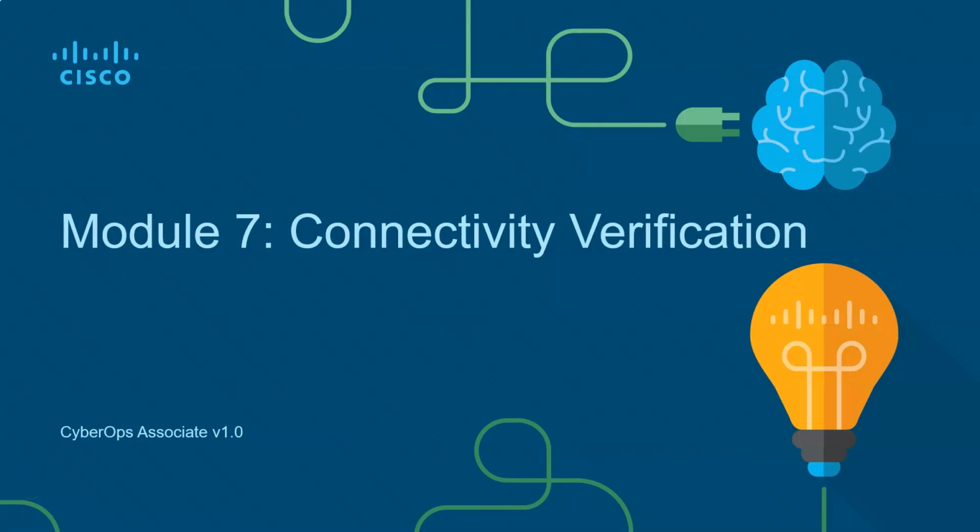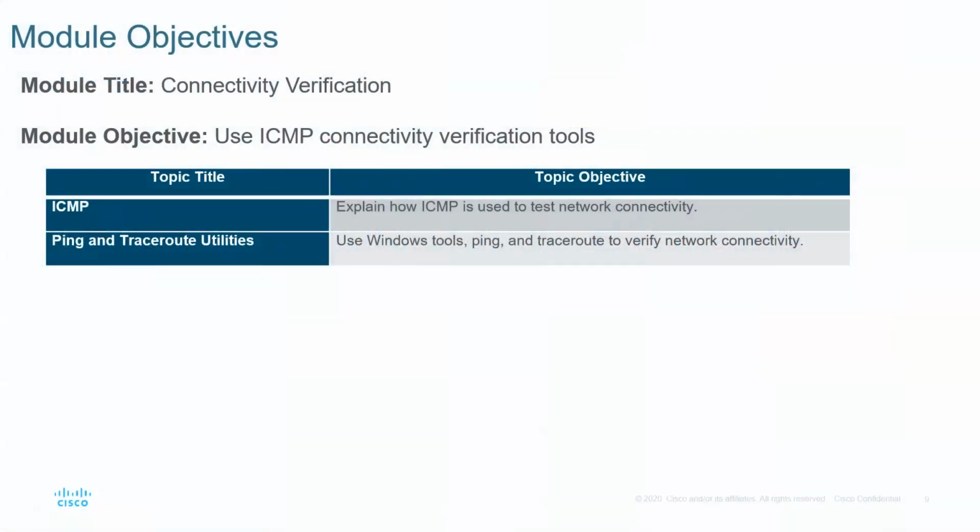Hello and welcome to Module 7, Connectivity Verification. So we're primarily going to cover two things, really, the ping command and the trace command. The ping and the trace command come out of the ICMP protocol. So those are the two topics we will cover today: ICMP, ping and traceroute utilities, and how we can use them to troubleshoot network connectivity. Okay, so remember, I will ask you to take notes as we move along.